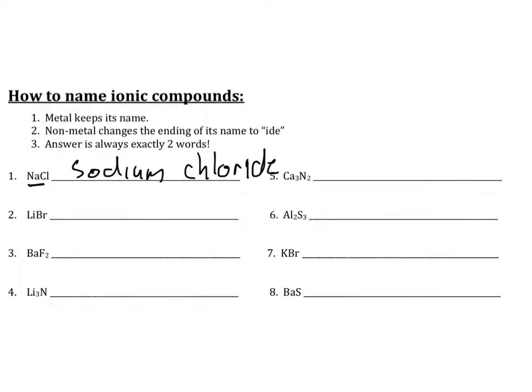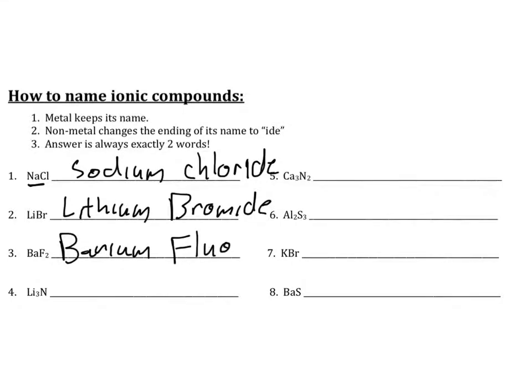And it's that simple. Name the first element, lithium. Then what you do is you name the second one, except you change the ending to "ide." So instead of lithium bromine, it's lithium bromide. This next one is barium. Name the first one, barium. Then we have fluorine, but instead of fluorine, we have fluoride.